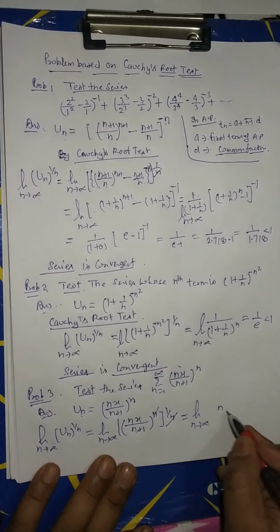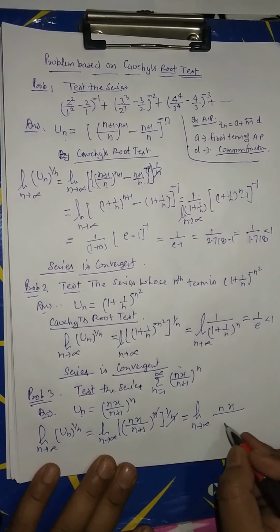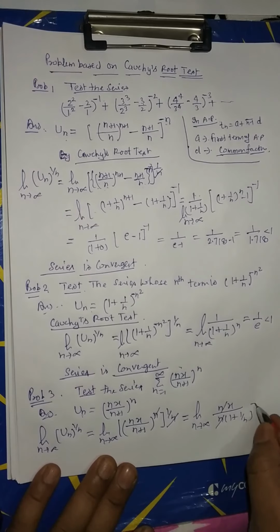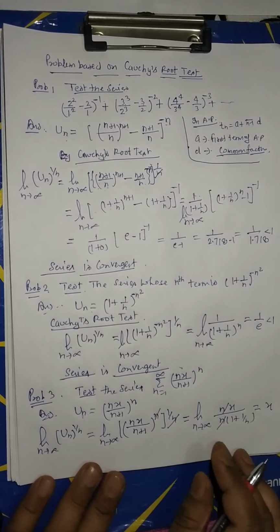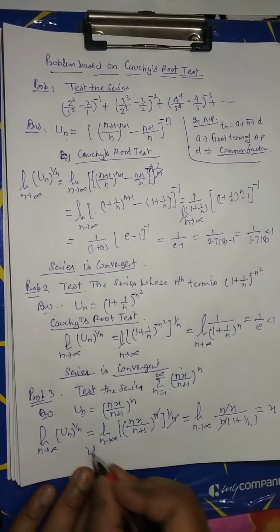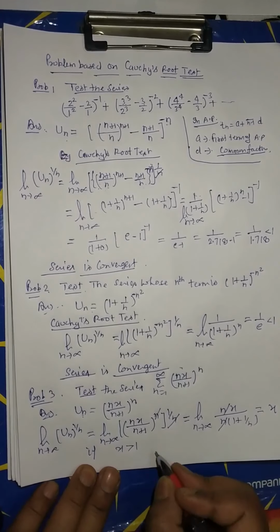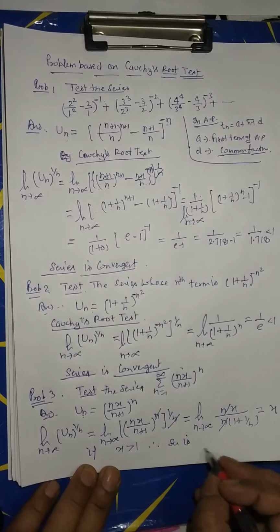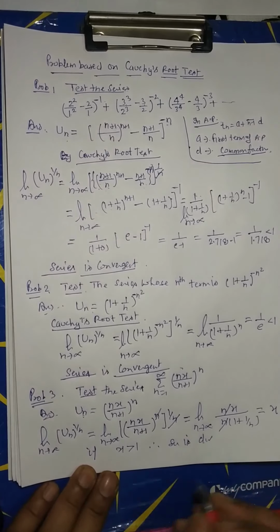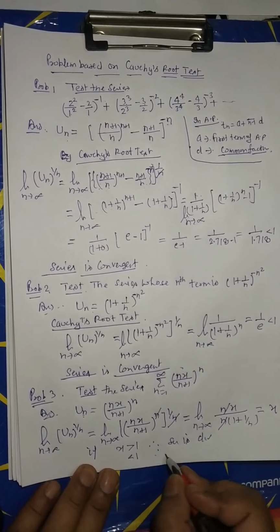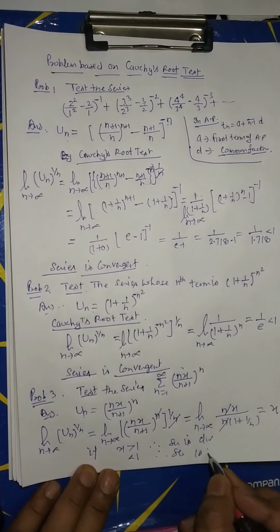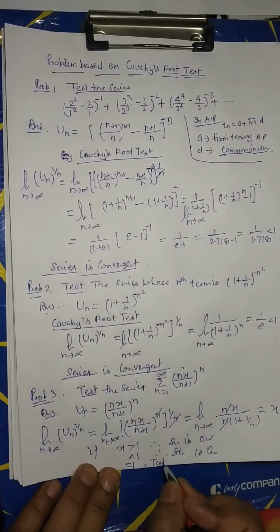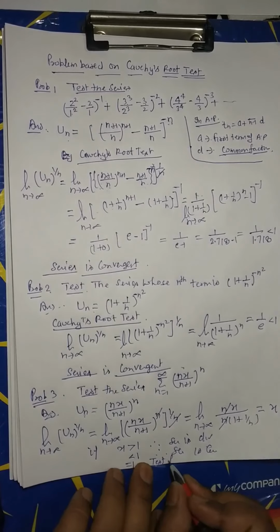And by cancelling this, taking n common, limit n tending to infinity of x/(1 + 1/n), and by cancelling this, it is equal to x. If x is greater than 1, therefore the series is divergent. Less than 1, the series is convergent. Equal to 1, the test fails.